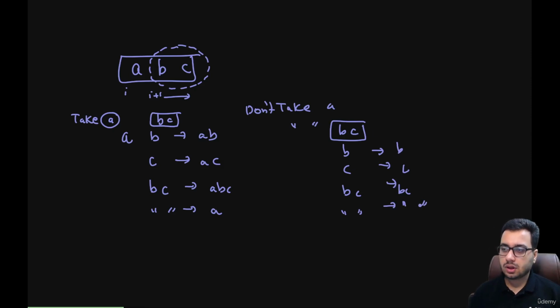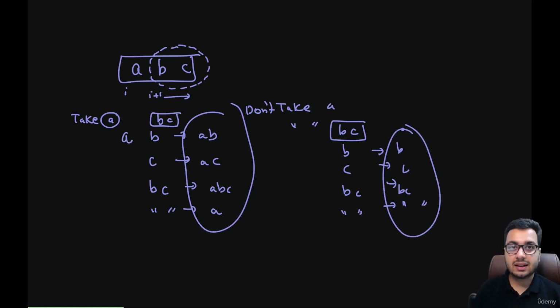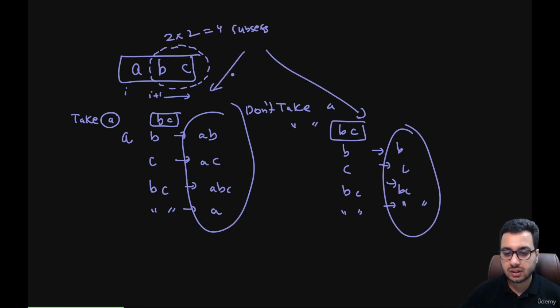So if you talk about these 4 and these 4, these are the 8 subsets that we were talking about. BC will give you 2 into 2, that is 4 subsets, and with these 4 you make 2 copies, one with A and one without A. So this gives us a hint of how to solve this problem.